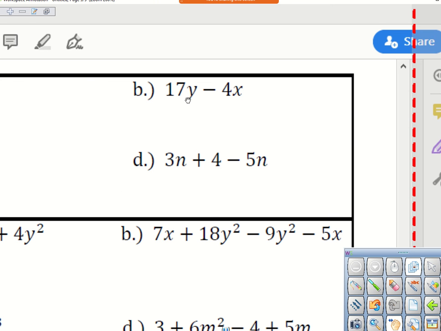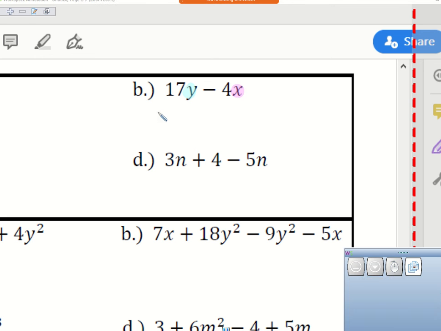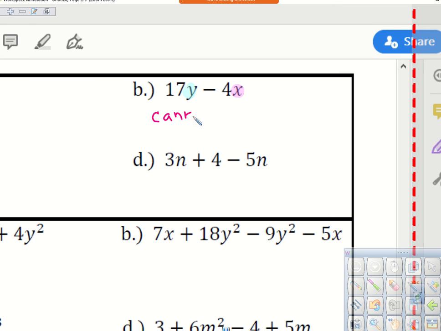Letter B, 17y minus 4x. Are these two things like terms? No, because I have a y here, I'm going to do in blue, I have an x here. That means I cannot combine. This is the most simplified expression. Cannot combine unlike terms. So this is the most simplified this expression gets.